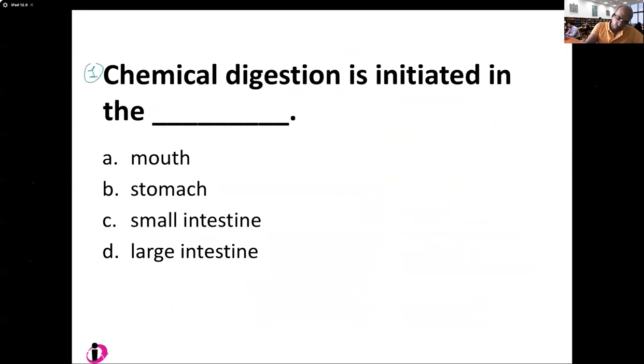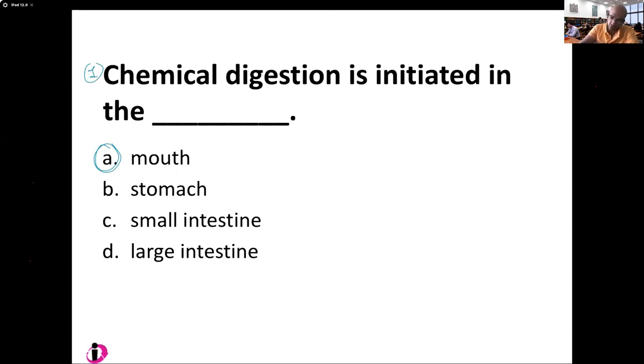All right, so the first question for today's in-class activity is: chemical digestion is initiated in which part of the gastrointestinal tract in here? Mouth, stomach, small intestine, or large intestine? Which one do you think? Yes, A, the oral cavity.